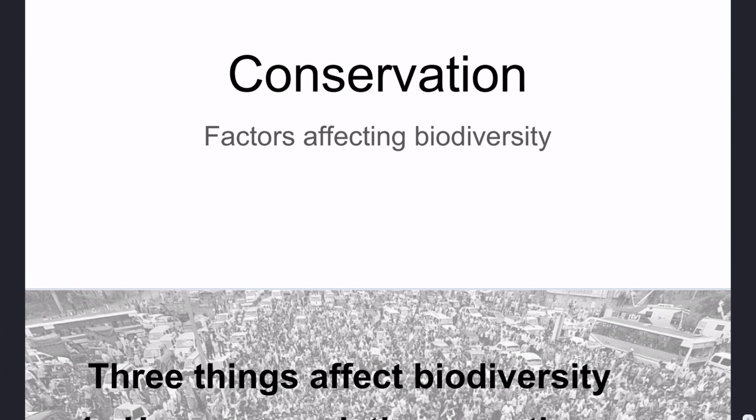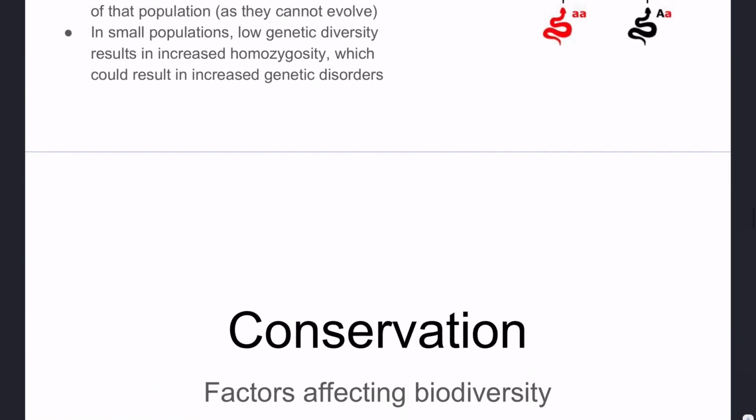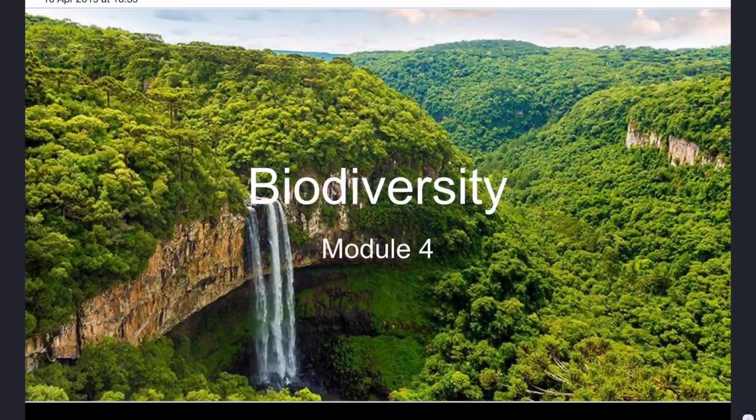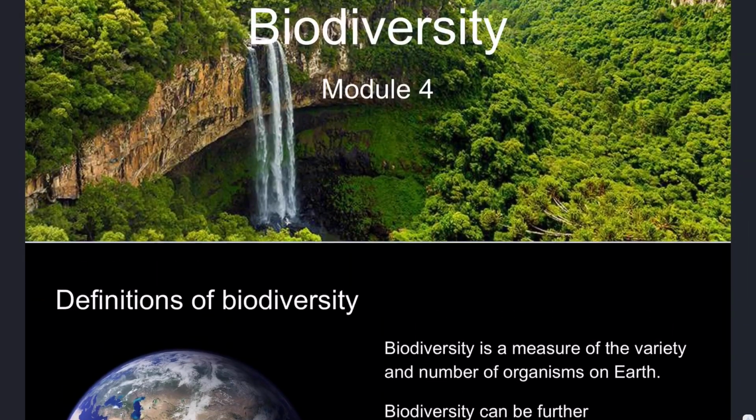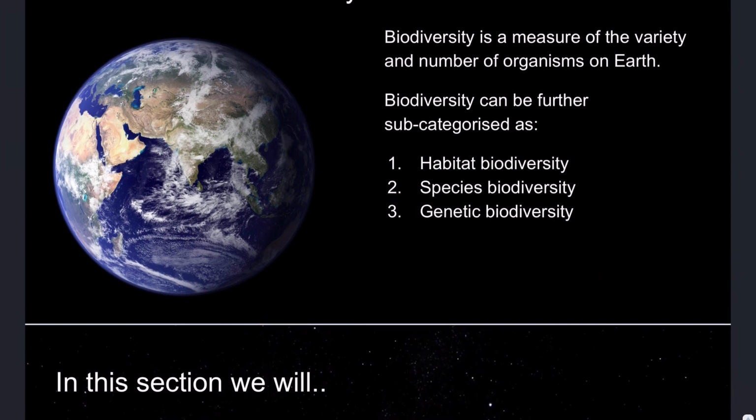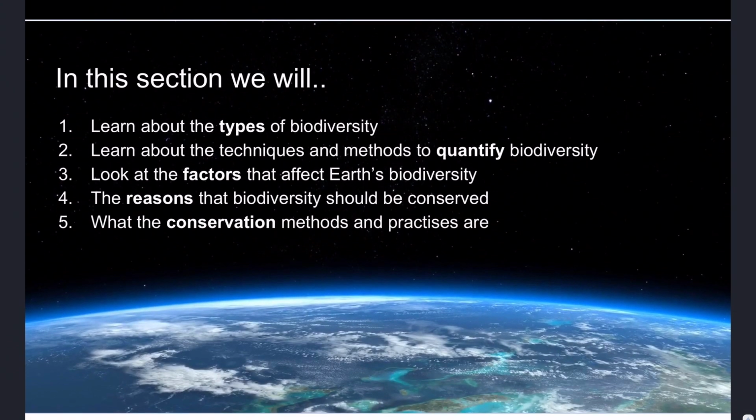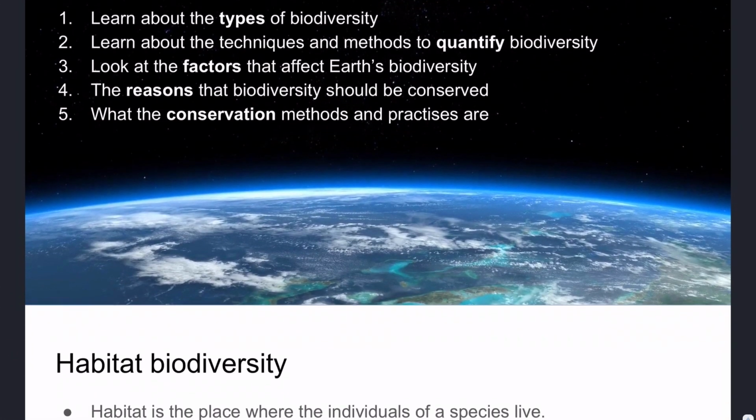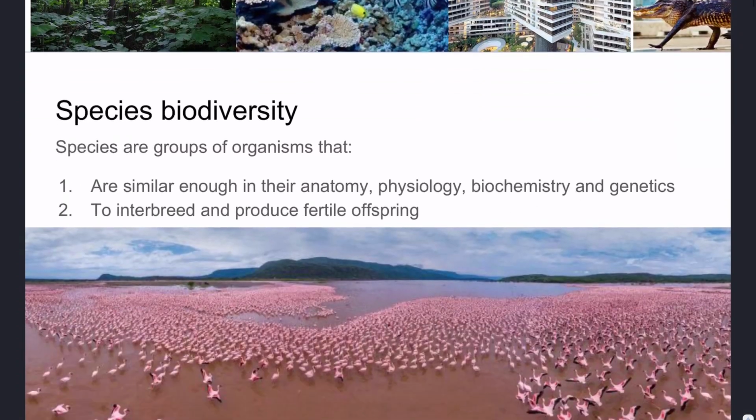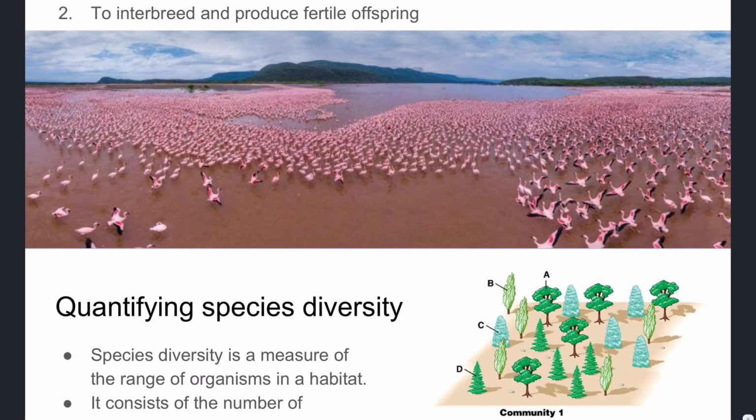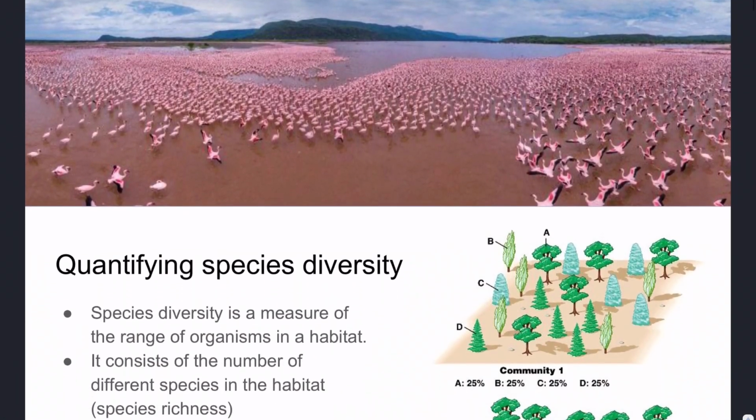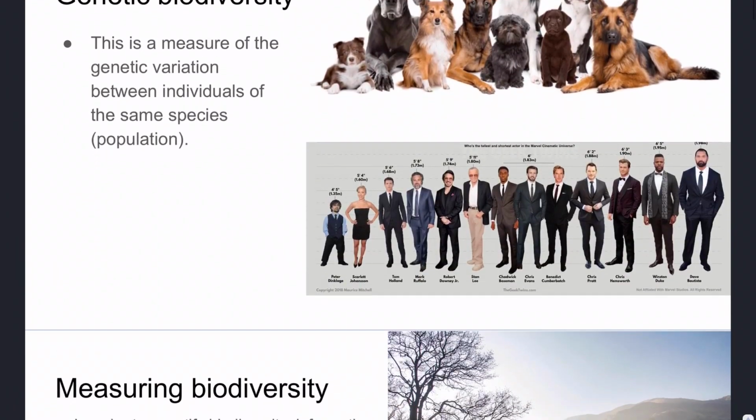So what we'll do is we'll start off first with a recap of what we've covered so far in biodiversity before we go into conservation. We started off with this idea that biodiversity has three aspects to it: habitat biodiversity, species biodiversity, and genetic biodiversity. Then we concentrated on the last two types, and we looked at the different types of biodiversity, focusing on species biodiversity and genetic diversity.